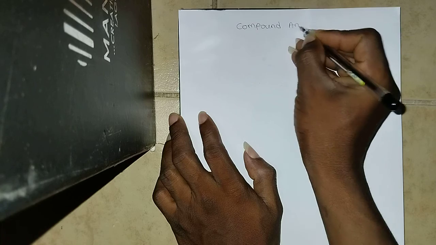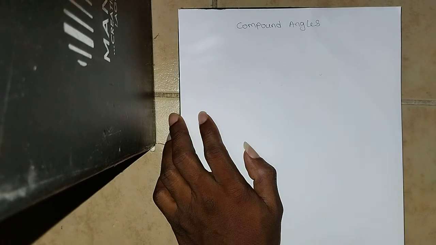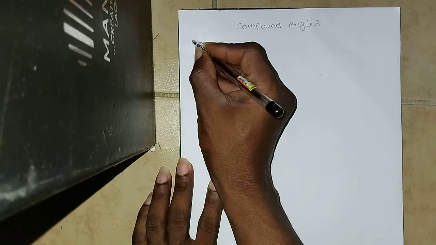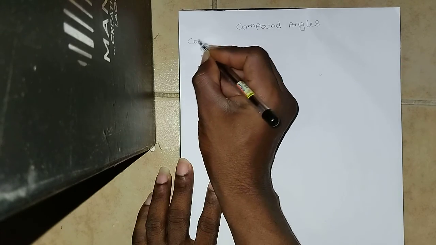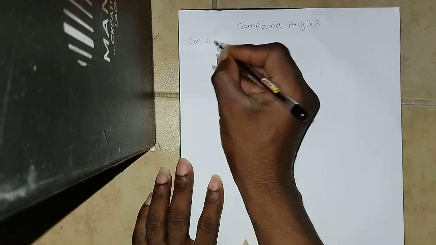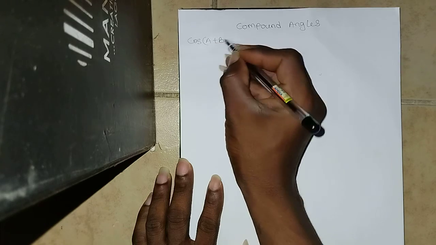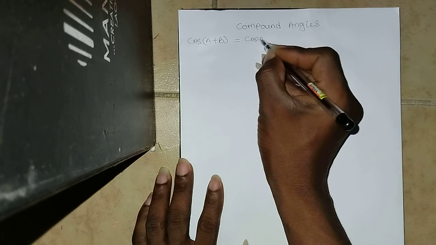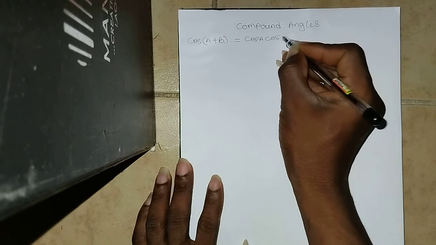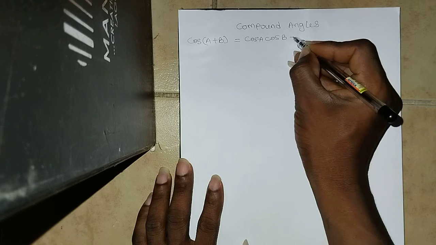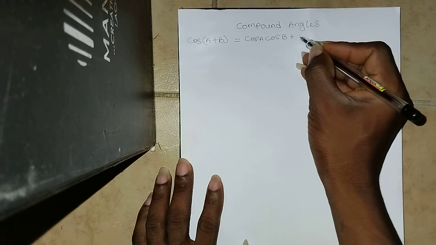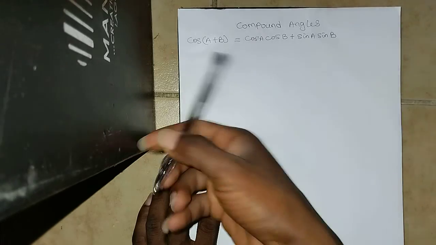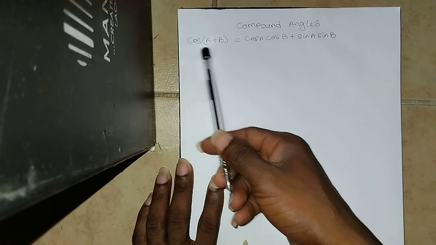Compound angles. And then we'll be solving some problems under the compound angles. We have something called cos(A + B). From cos(A + B) we can get cos A cos B plus sine A sine B. This is how we work with compound angles.